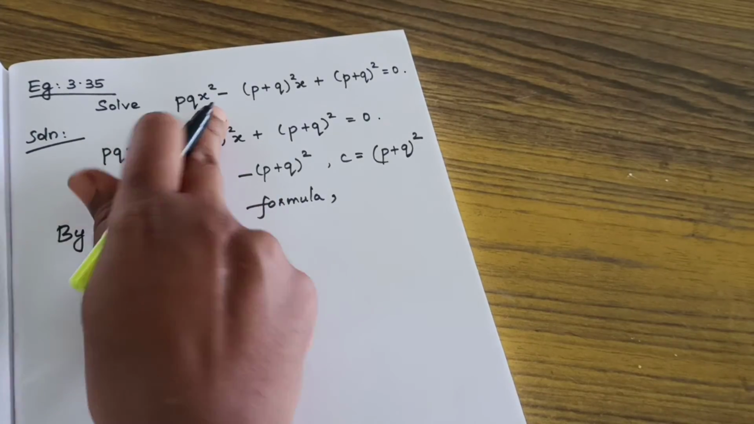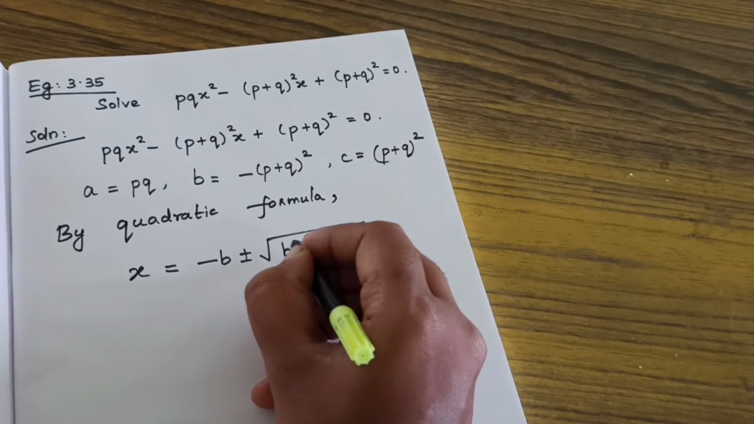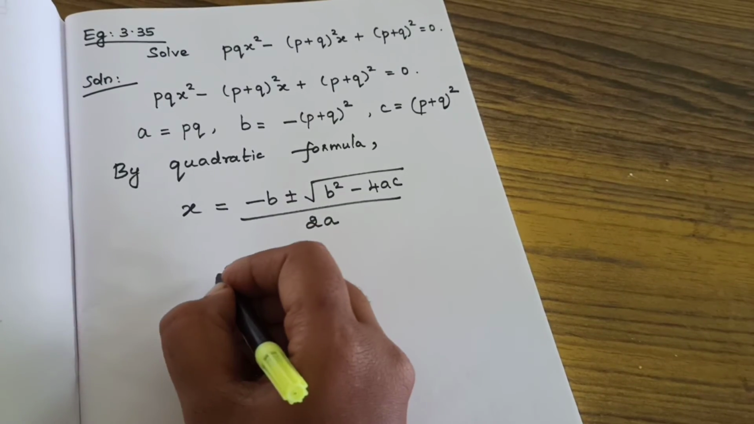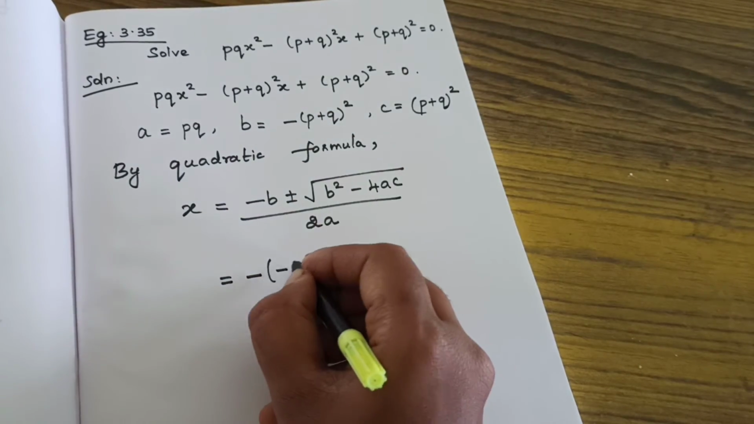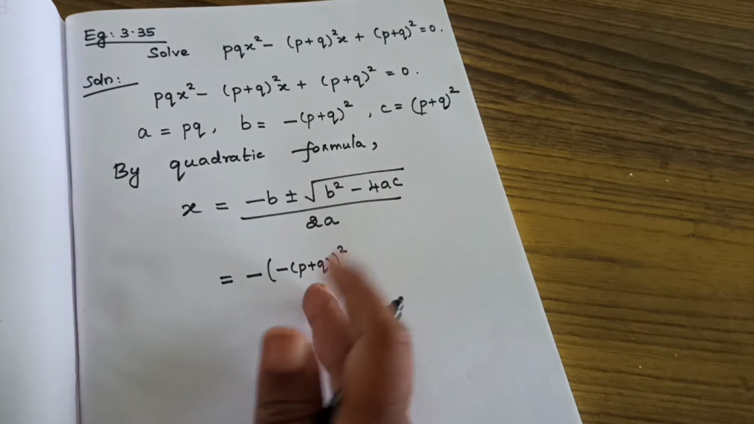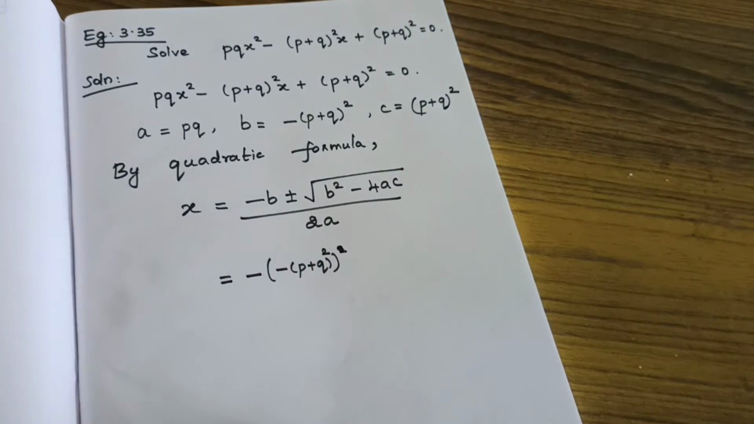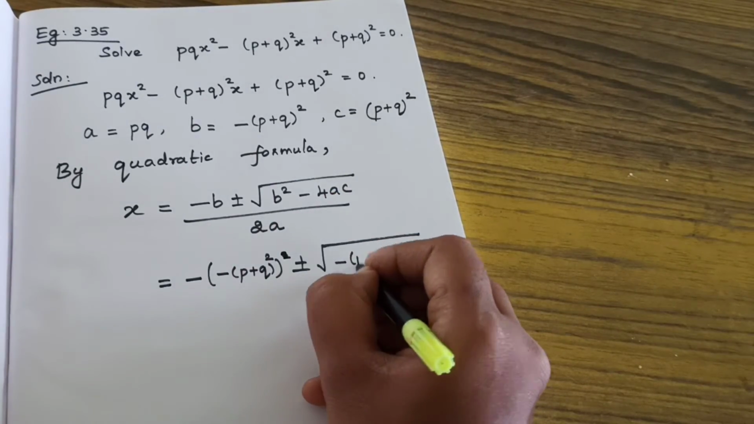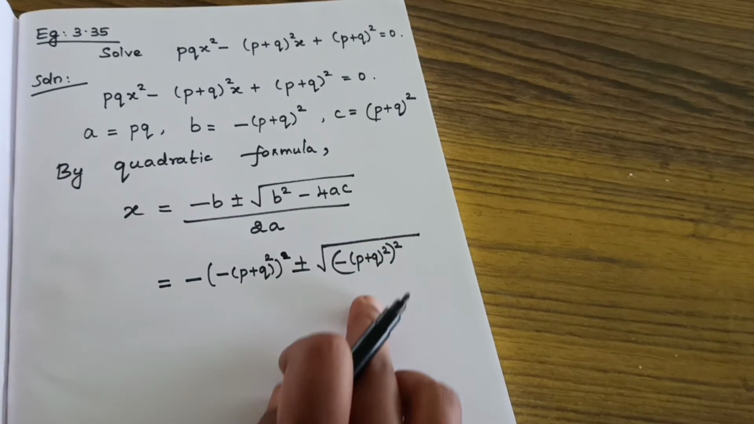Once again, repeat. Here the variable is x only. So we can write x equal to minus b plus or minus square root of b square minus 4ac divided by 2a. You need to study this formula. So which is equal to minus, and the b value is already minus, so minus p plus q the whole square. For this only it is square, no? So minus we can take outside. Here only square. Then plus or minus square root of b square, minus p plus q the whole square, the whole square. You need to listen carefully.